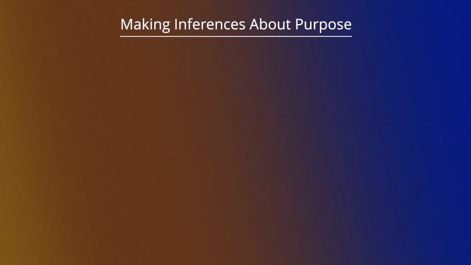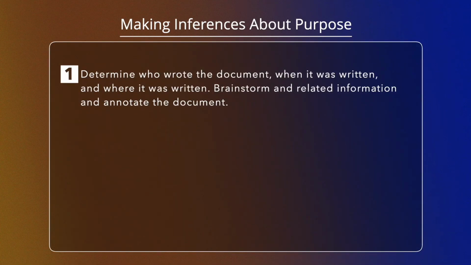I would recommend using the following method for effectively answering questions that ask you to make inferences about an author's purpose. Step 1. Try to determine who wrote the document, when it was written, and where it was written. This is important because if you can activate your prior knowledge about the author, place, or time, it may already give you hints about what the author might be trying to accomplish. Before reading the actual document, annotate the document by writing down any related information that you can recall.